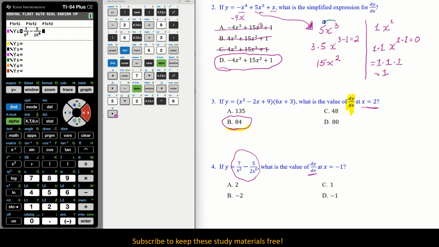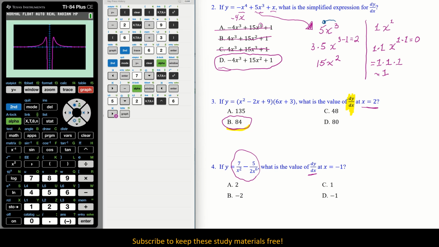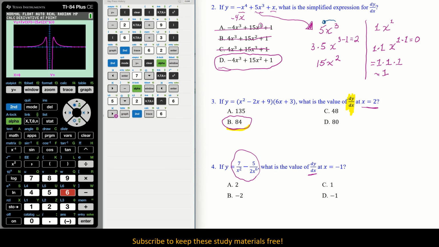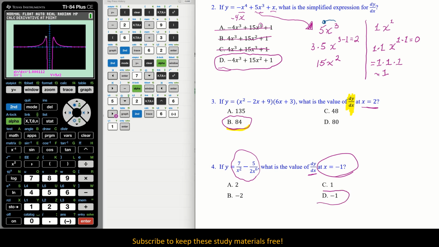Now, I will graph that. Interesting graph. So while I'm there, I say second. I go to trace, which is my calc. I need number 6 again. And then just press -1. And now you see what you need right here. Push enter. And there's our answer. It's -1 again. And like I said, you have that 000 and then some numbers after. That's like an estimation error. Don't worry about it. This option D is what we're looking for. Okay. All right. Let's move on.